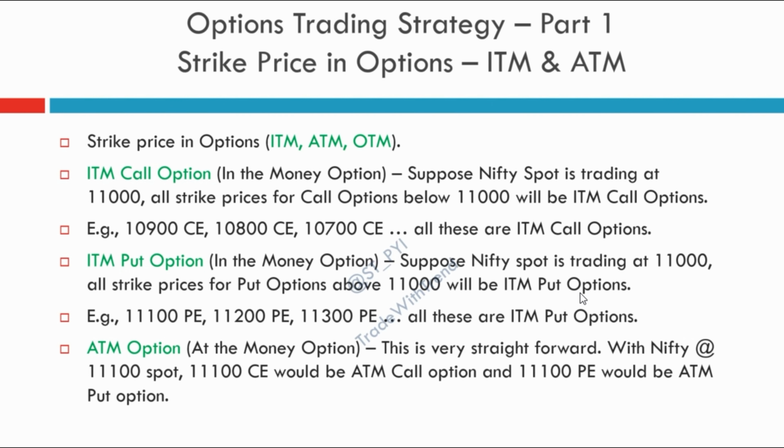Because obviously intrinsic value is associated with in the money options. So for example, 11,100 PE, 200 PE, 300 PE, 400 PE, so on and so forth. All these are in the money put options.